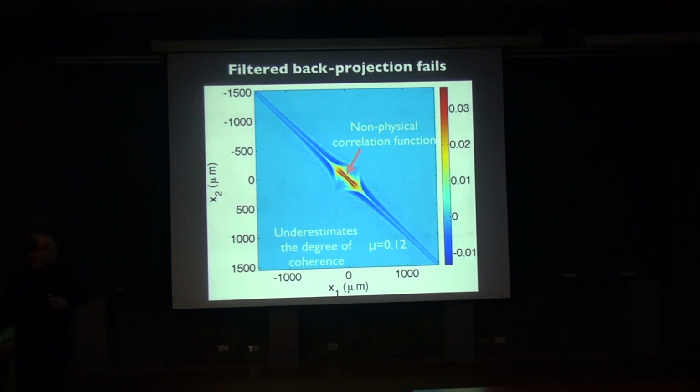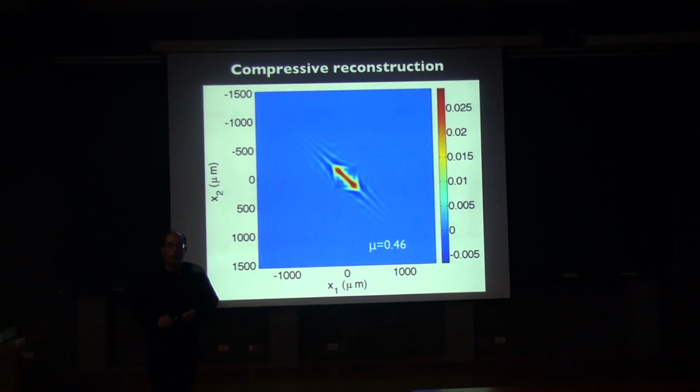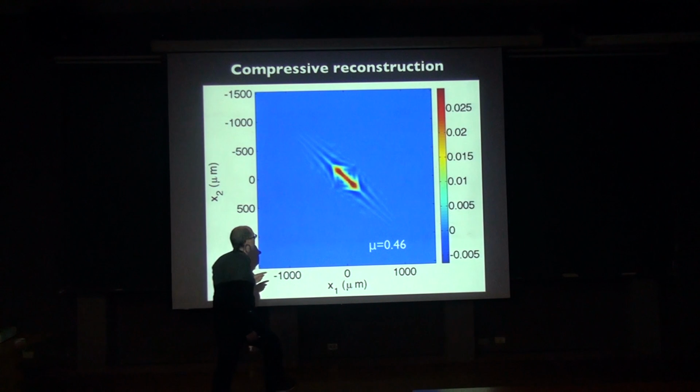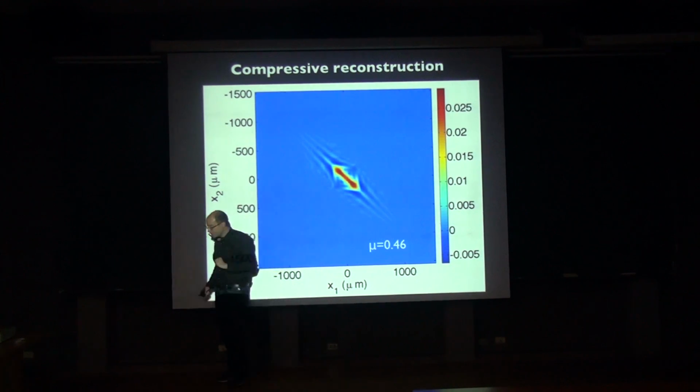Okay, so what you see here now is a reconstruction using the L1 metric. And you can see that it actually has recovered both problems. The degree of coherence is much closer to the true value. We estimate 0.46, the true value is 0.49. And most importantly, this is now a physically correct correlation function. It peaks at the diagonal of the matrix.